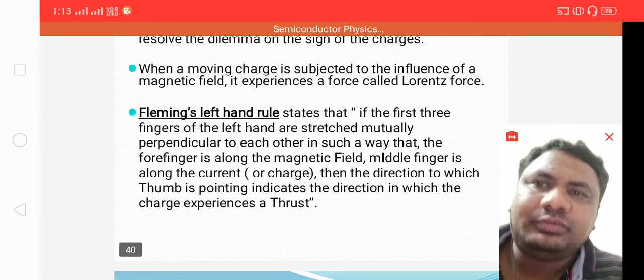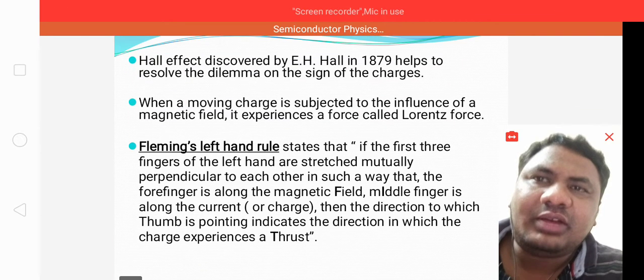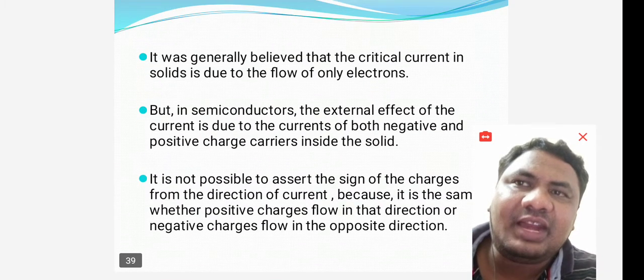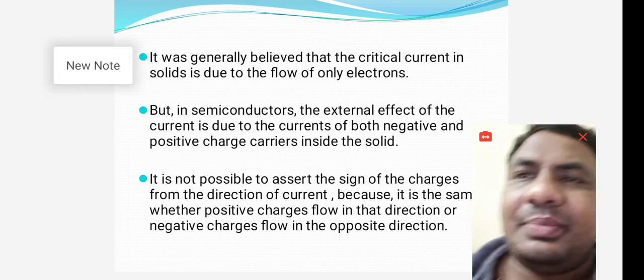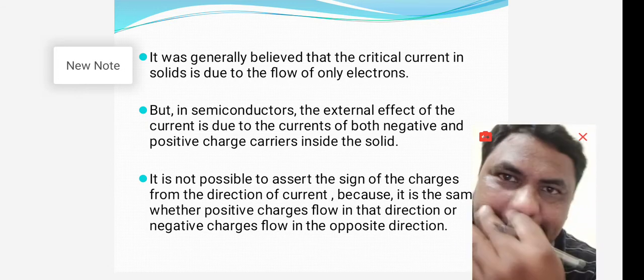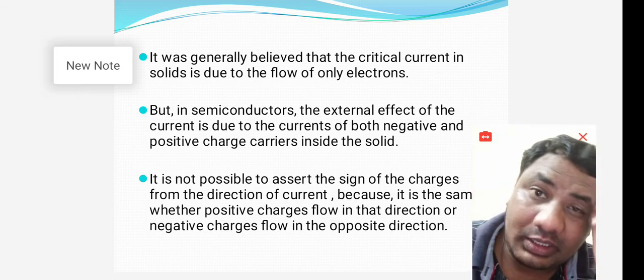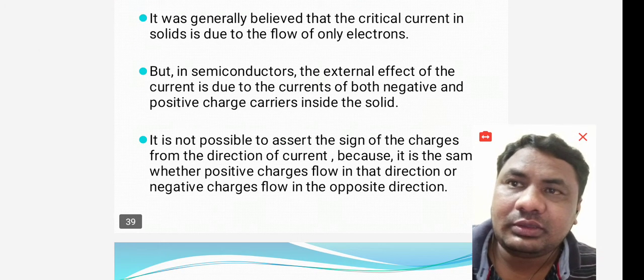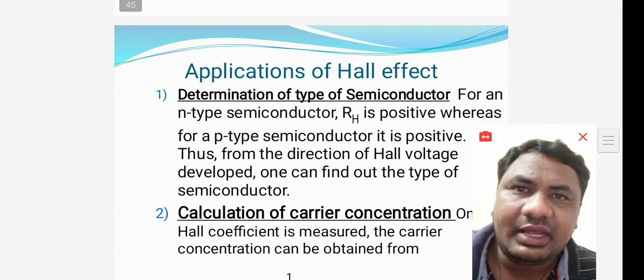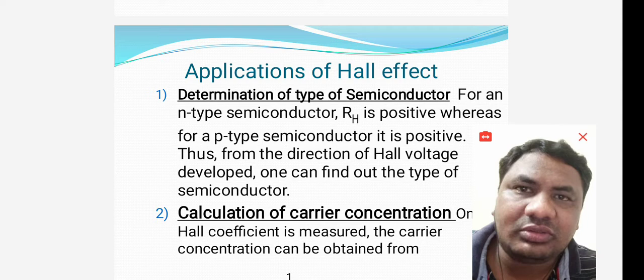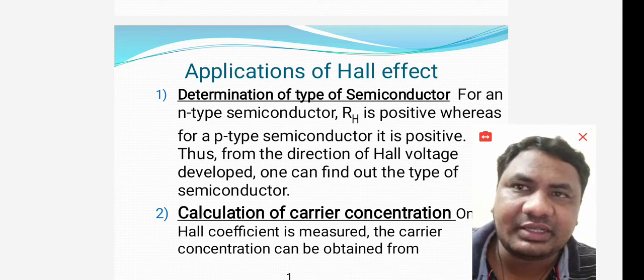Now, what is the use of this Hall effect? From this Hall effect, we can decide the type of the semiconductor. It means from this we can see the Hall coefficient. If Hall coefficient is negative, then we can say that is N-type semiconductor. And if Hall coefficient is positive, then we can say that is P-type semiconductor.